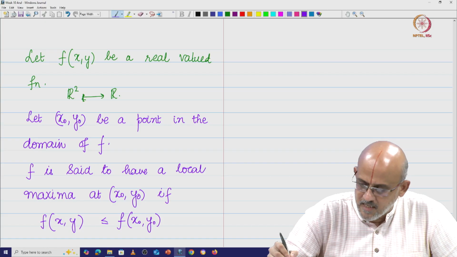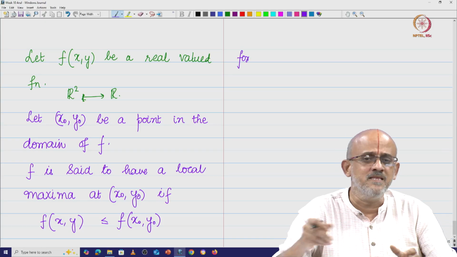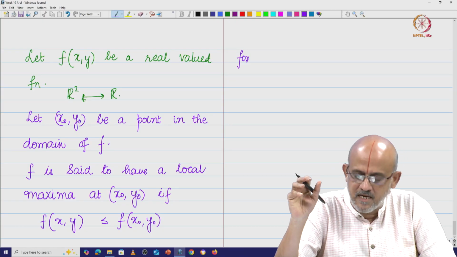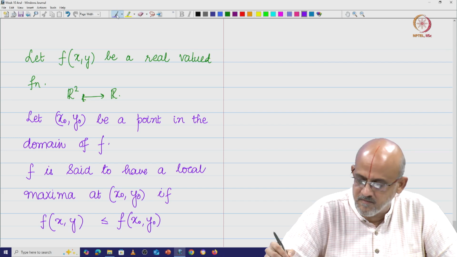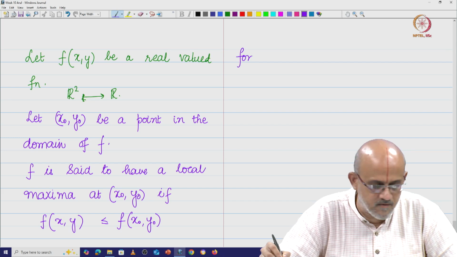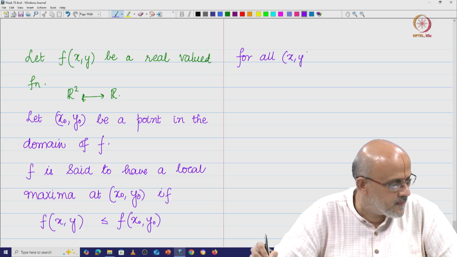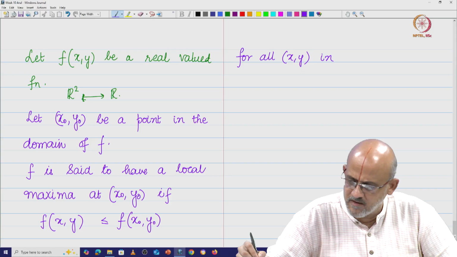And we are going to put a constraint here. We are going to say it is not a question of constraint. That means we are going to say some point in the neighborhood of this point x naught comma y naught. So we are going to say for all x comma y in the neighborhood of x naught y naught.